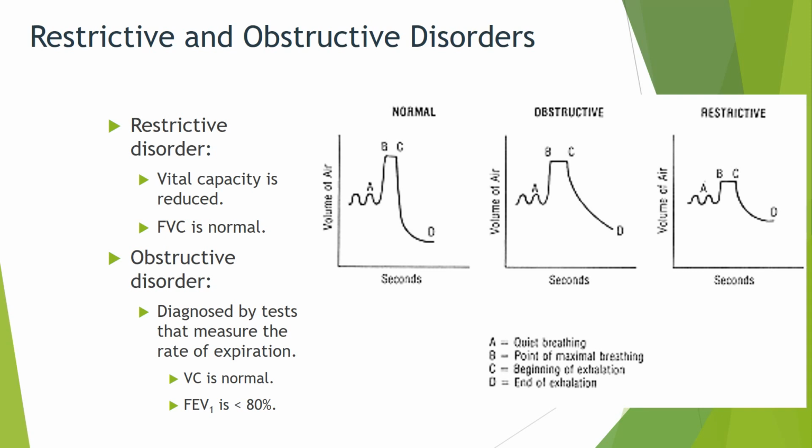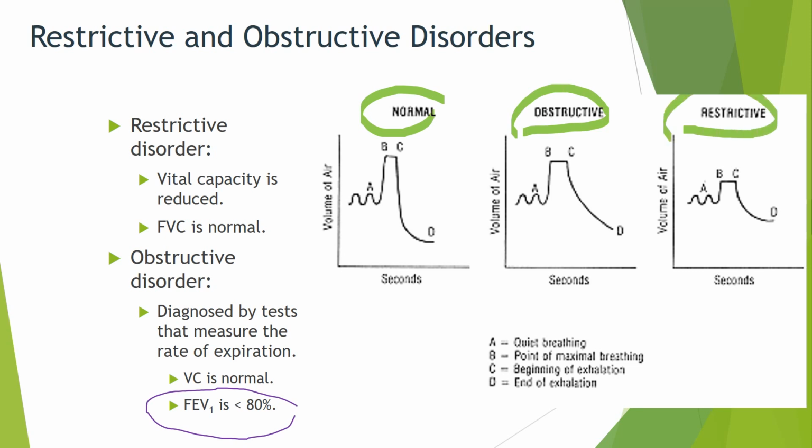Now, one difference is that with the obstructive disorder, the forced expiratory volume is going to be less than 80%. So that's one clinical diagnosis that will determine the difference between obstructive and restrictive disorders. If we look at this figure here, what we have is normal breathing, and then an obstructive disorder and then a restrictive disorder. With point A, we have normal quiet breathing, so it's our tidal volume. Looking at point B now, we're looking at the point of maximum breathing.